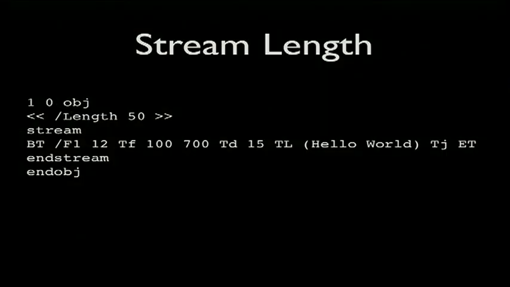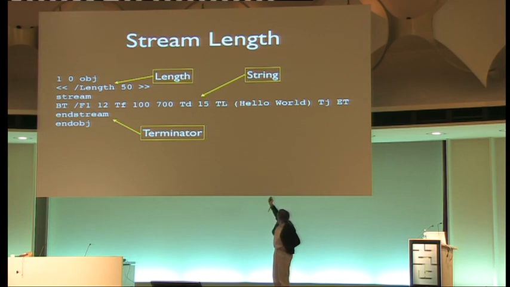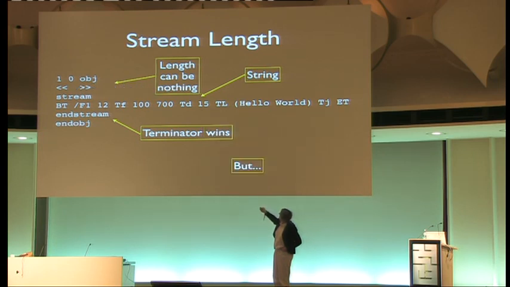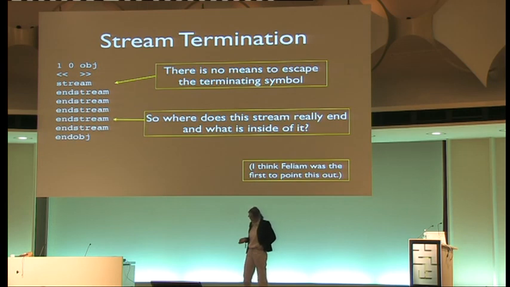So if you write something like this, this is how it usually looks. There's a length that says there are 50 bytes in here, which there are. This is the beginning of it, and that's the end of it. But in the case of Acrobat, if you change the length, it still reads this just fine. It's basically looking at the stream and endstream markers, particularly if the length is missing. You don't actually need the endstream there either, because this is also a terminating symbol for the object, so you can leave that out too, and this is also perfectly fine and works just well. Anyway, there's also no way of escaping the endstream if it appears inside of a stream.